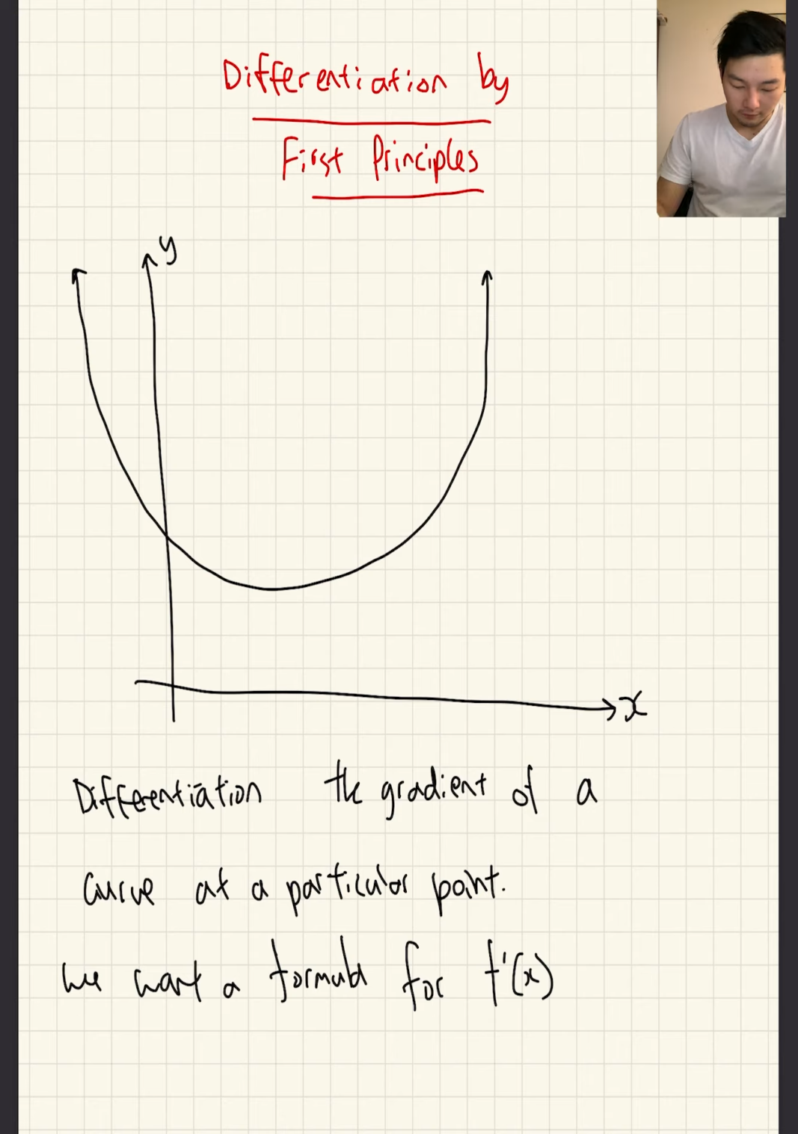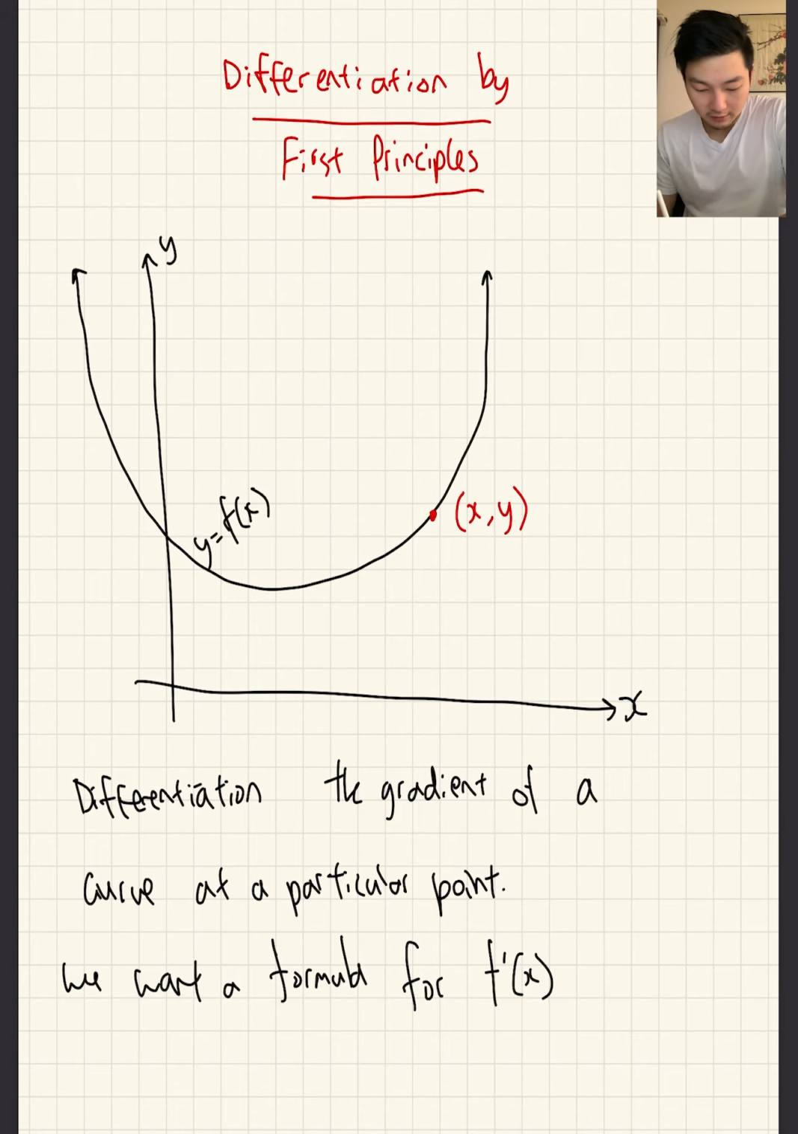So let's say we want to find, for any point (x, y) on this curve, the gradient at this point. We'll say y is equal to f of x as well. I'll label it here: y equals f of x, for any curve. So we want to find the gradient at this point, and we're going to use differentiation by first principles to come up with a solution.